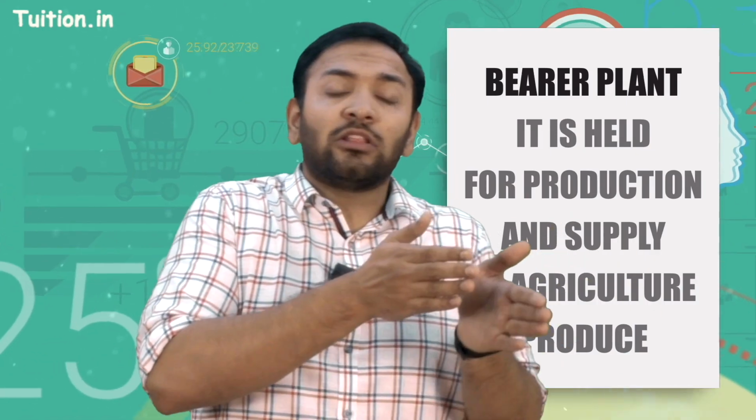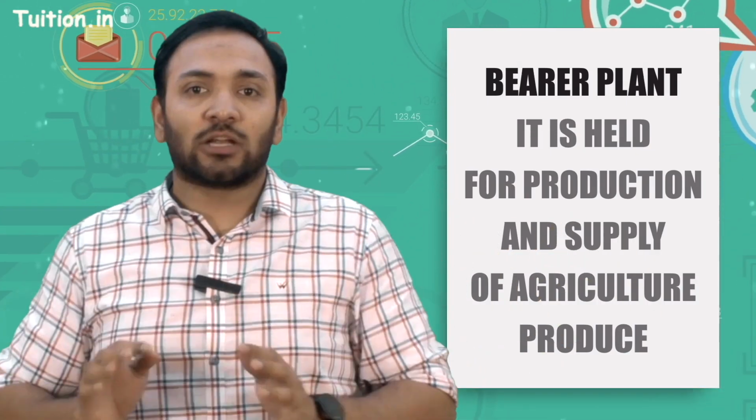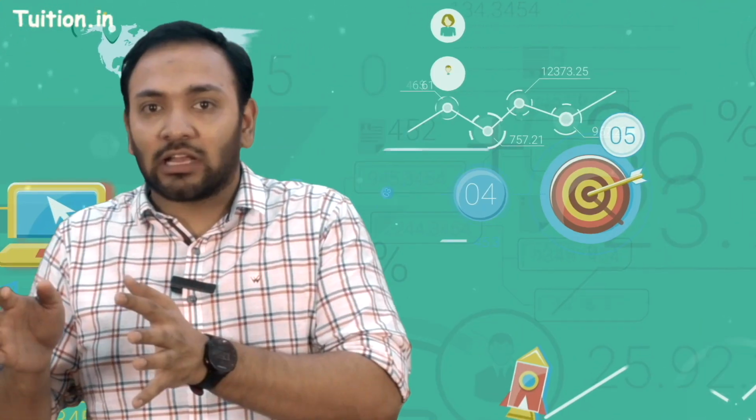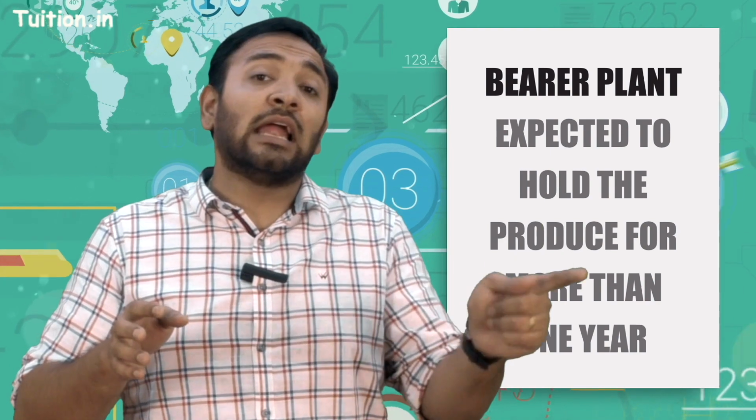In the simplest sense, I'll put it like this. When I talk about a bearer plant, I'm saying that it is held for the production and supply of agricultural produce, it is expected to bear produce for more than 1 year, and it has a remote likelihood of being sold. Let's break it down and understand what this means.